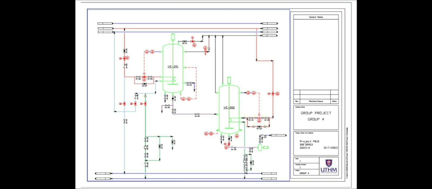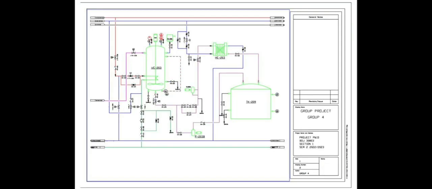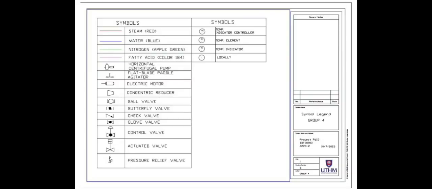Alright, so these are the PID drawing of a biodiesel power plant that my group members have put together. As shown, there are three vessels which are VE201, VE202 and VE203 and T209 as the storage tank. And these are the symbols for each and every symbol and line for the drawing.